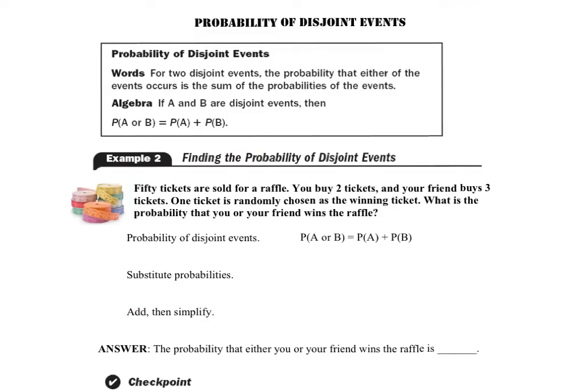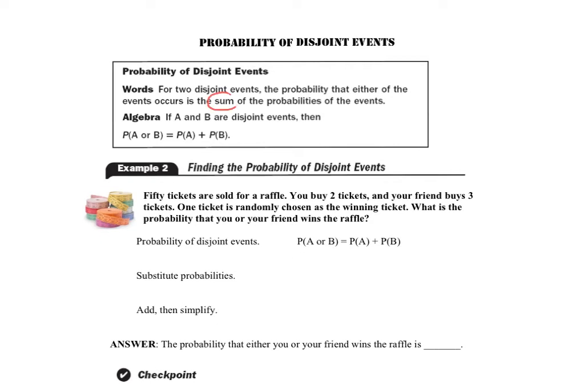All right, so we're going to start by focusing on disjoint events and finding the probability of disjoint events. So if you look at the box at the top, it says for 2 disjoint events, the probability that either of the events occurs is the sum, remember sum means addition, of the probabilities of the event. So if we have A and B, the probability of A or B happening, that's a key word because it doesn't have to be that both of the events happen, it's this or this. We simply add the probability of A to the probability of event B. So let's look at an example.